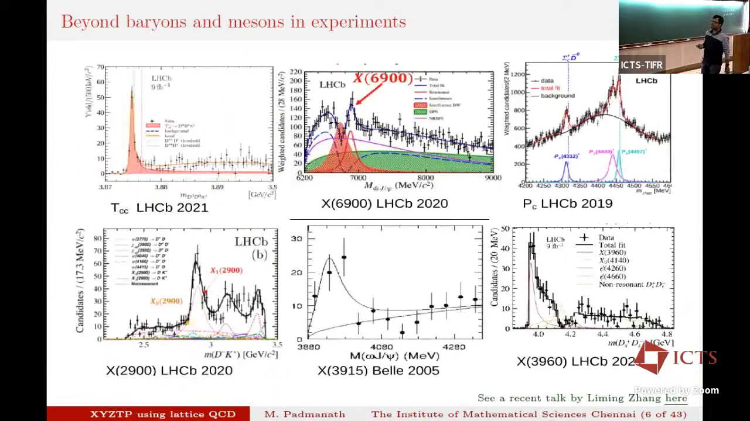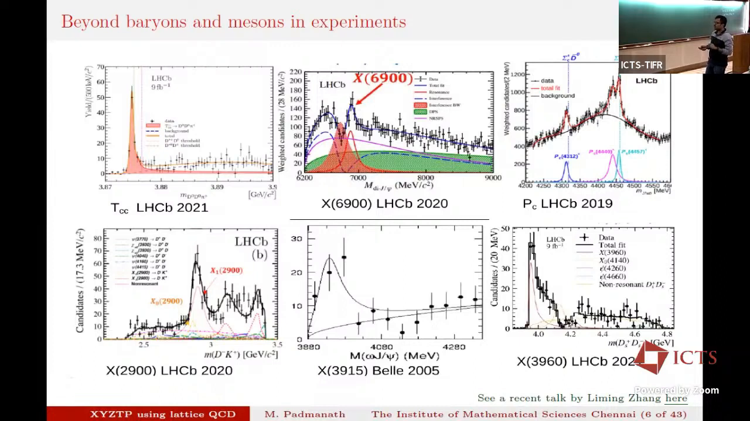There are several other examples in this category. One of the most recent is the Tcc, which I will discuss a little more later on, because there are some interesting calculations on the lattice in this regard. There is also the particle called X6900, which was observed in di-J/psi production. There are also certain candidates, or rather these more or less established pentaquarks, in the Lambda, J/psi, proton final state. Similarly, X2900 in the singly charm cases.